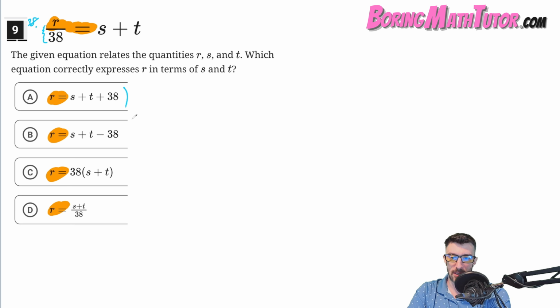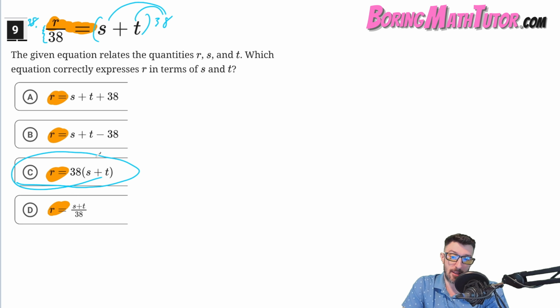And if we scan the answer choices, we can see that in answer choice C, they just multiplied the other side by 38. Now, another thing that they could have done is distribute it, but they left it like that. So we're going to leave it like that.